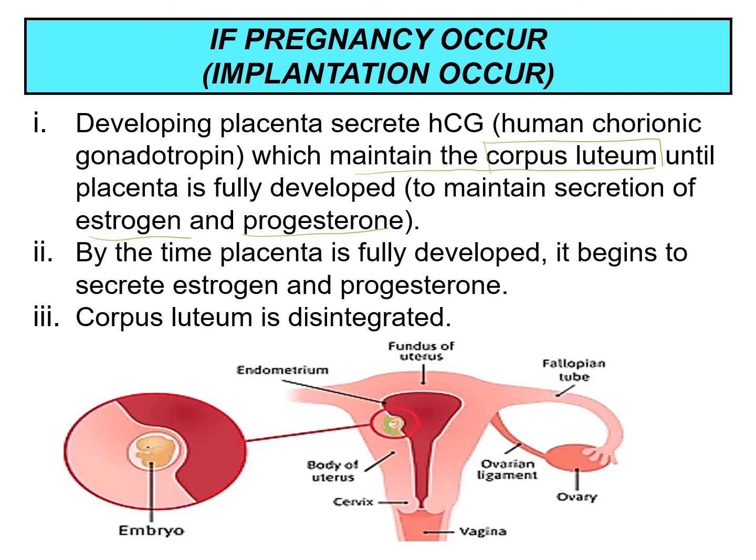Okay, the corpus luteum will continue to secrete estrogen and progesterone only until the placenta is fully developed. Once the placenta is fully developed, it will start to take over the secretion of estrogen and progesterone. Once the placenta takes over the secretion of estrogen and progesterone, the corpus luteum will disintegrate.